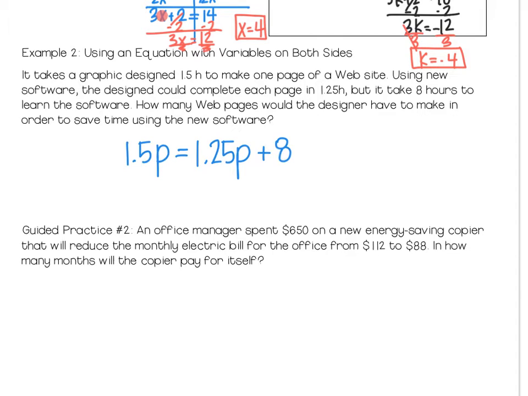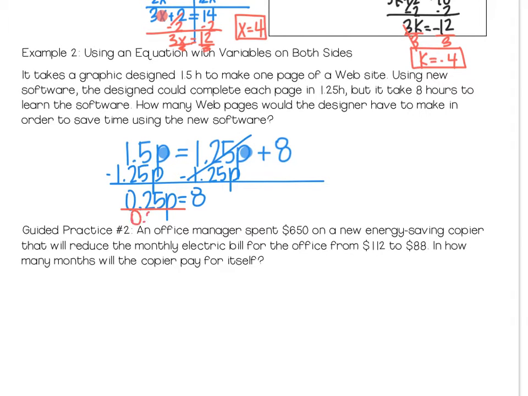Now you have variables on both sides again, p and p. So we're going to subtract 1.25p and we get 0.25p equals 8. Then you're going to divide both sides by 0.25 and you get p equals 32. So it would take 32 web pages for you to start saving time with the new software.